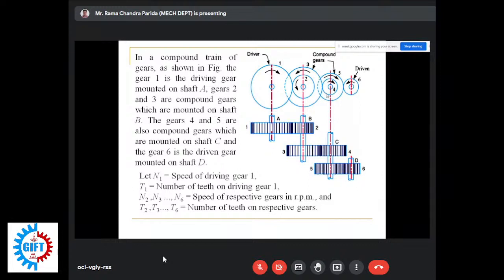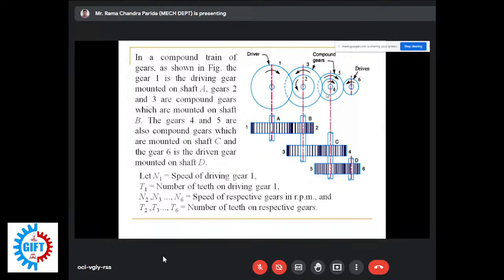Yes, sir. Aditya, you read the question. A motor shaft is connected to gear 1, which rotates at 50 rpm. Find the speed of output shaft gear 6 as shown in the figure. The number of teeth on each gear is 75, 30, 60, 25, 40 and 20 respectively.